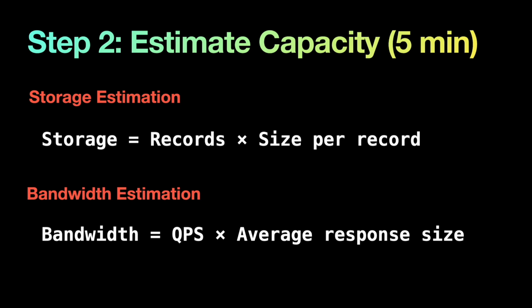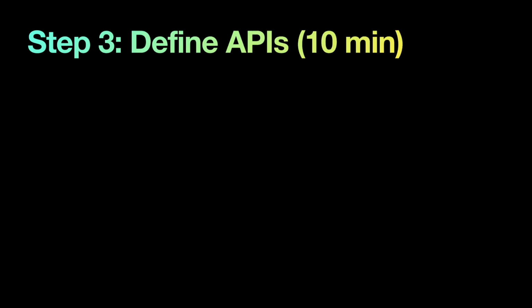So these things will basically help you decide whether you need caching, whether you need a CDN, whether you need sharding. Those kinds of techniques will be applicable if you do the capacity estimation before diving into the system design. Once these two are defined, any system that you will be designing will obviously have APIs, right?